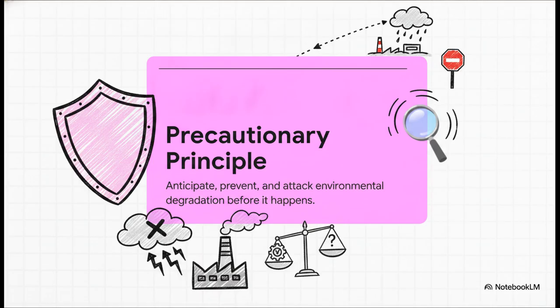So the crucial takeaway is this. If an action might cause irreversible harm, the absence of full scientific certainty cannot be used as a convenient excuse to postpone preventive measures. And even more importantly for your exam, remember that this principle shifts the burden of proof entirely onto the developer to prove that their project won't cause harm.